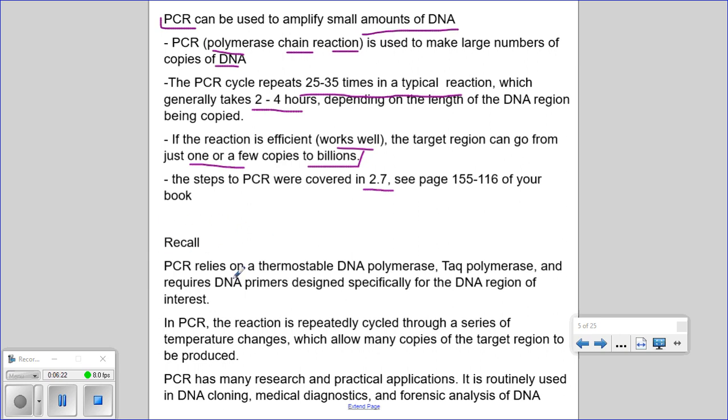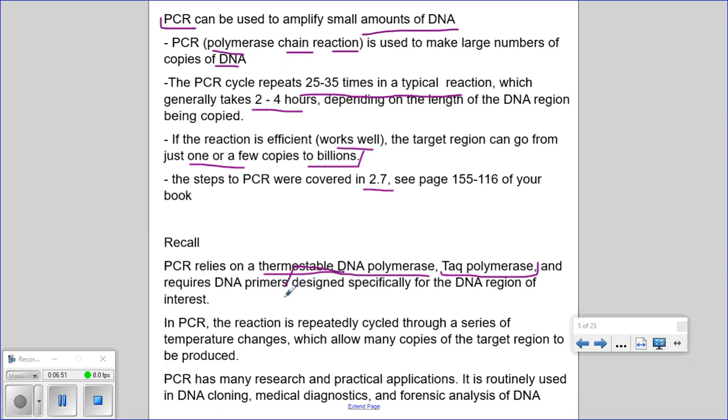So a few other things just to recall about DNA is that PCR basically relies on that thermostable DNA polymerase, so the DNA sample is going to be heated and cooled repeatedly. And so you need a polymerase that is going to be stable at those high temperatures. So the Taq polymerase is that DNA polymerase obtained from an aquatic species of bacteria that lives by thermal vents.